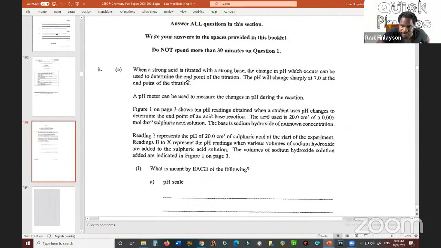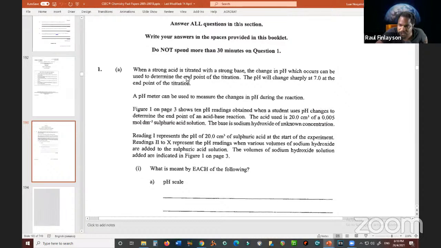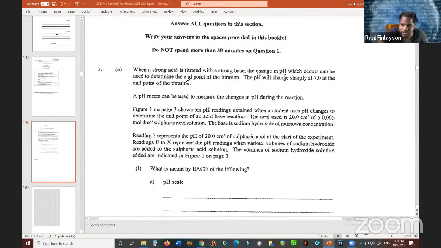It says when a strong acid is titrated with a strong base, a change in pH occurs, which can be used to determine the end point of a titration. I mean, these are some terms that you want to underline now that you're just learning this. Now, this is a term, I believe it's on the lab sheet as well. It's a very, very important term, guys: end point of the titration.